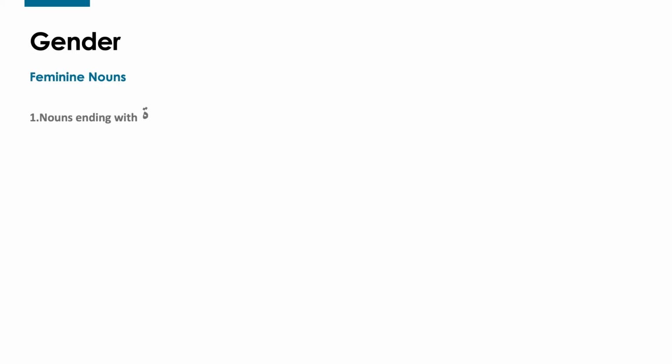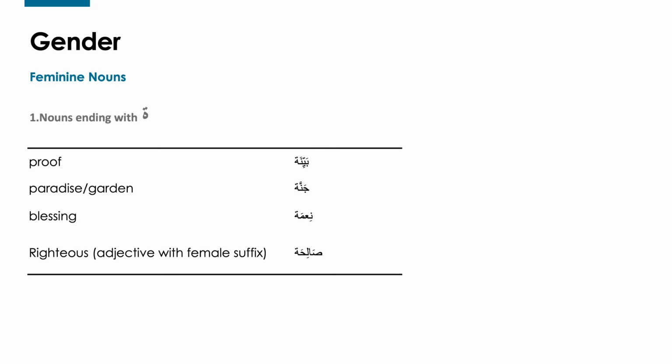So the first rule for the feminine noun is that it ends with a ta marbuta. The ta marbuta, as you can see here, if it comes at the end of the noun, is going to be feminine. So some nouns which are masculine can be converted into feminine by adding this ta marbuta. So let's look at a few examples: bayyina, janna, ni'ma, salihah. So all these nouns are feminine. So this ta marbuta helps you identify the first category of feminine nouns. So this is a very straightforward rule for identifying feminine nouns.